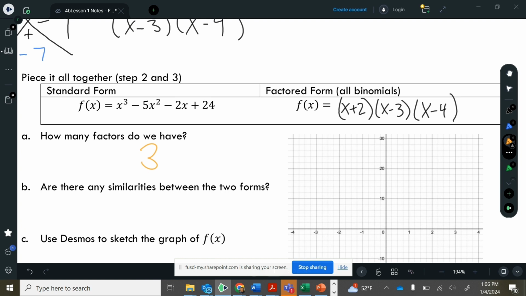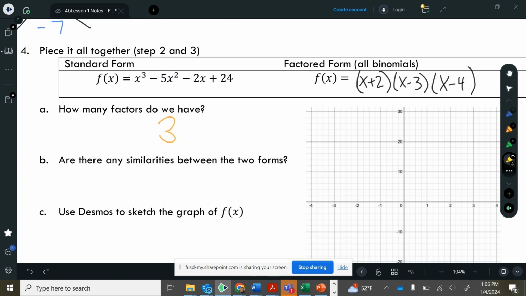Okay, part B. Are there any similarities between the two forms? Standard form, factored form. Do you notice any similarities? I noticed some similarities, but I'm not going to fill any in here. I'm just going to leave that open for you. If you notice anything there, go ahead and write that down. What similarities do you notice?